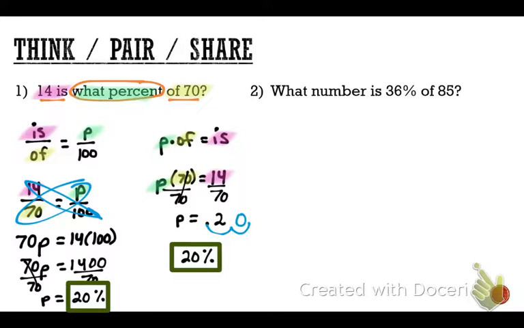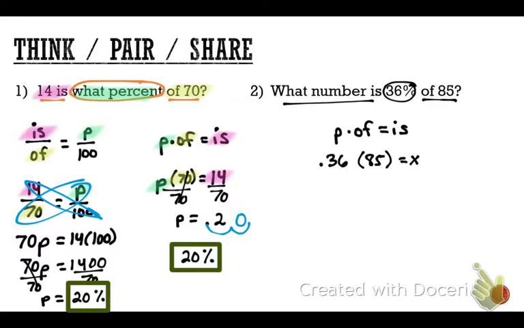I want you guys to do question number 2 on your own. You may do it either way, the percent proportion or the percent equation. All right, here we go. What number is 36% of 85? I'm going to use P times of equals is. I have to change the 36% to a decimal, which would be 0.36. What's my of? 85. What's my is? X. Guys, what's 0.36 times 85? 30.6 is correct, and that is my final answer.